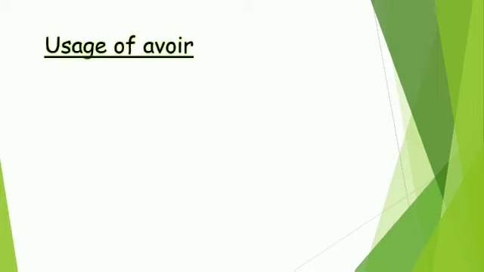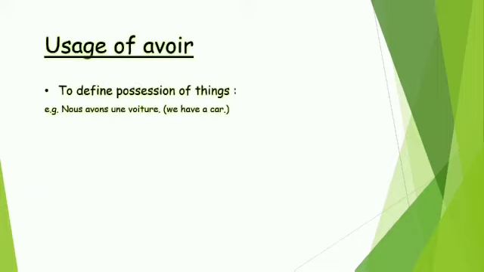Usage of avoir: to define possession of things. Example: Nous avons une voiture. We have a car.